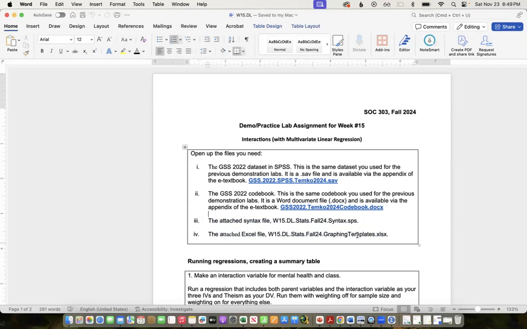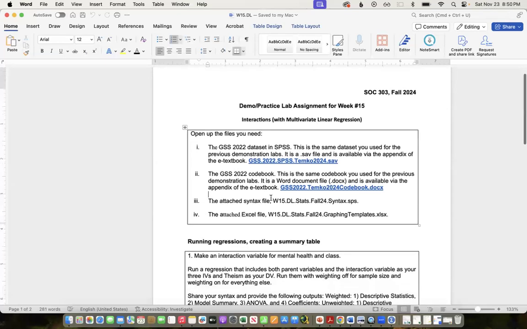to use, and then I added multivariate graphs for each of the interactions we'll look at that don't have the interaction so you can see and compare them as well. And then you need the same data set and codebook we've been using. So go ahead and open those.